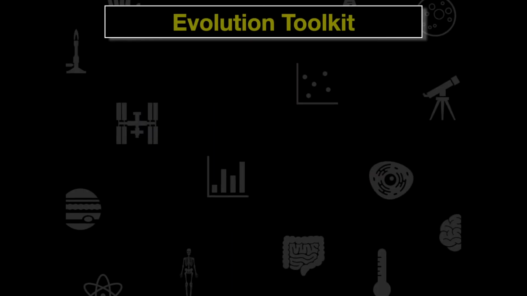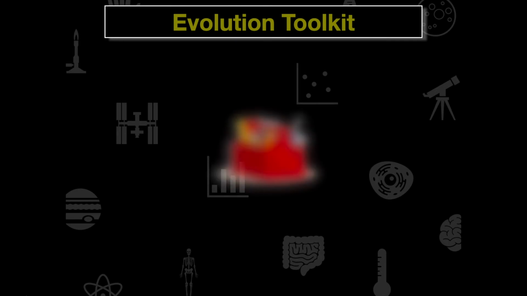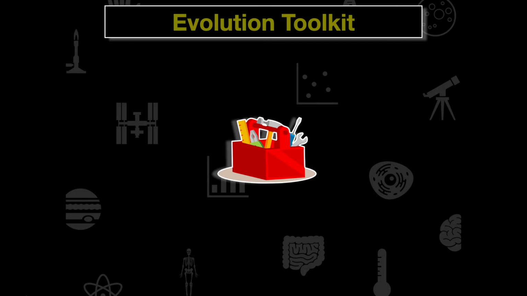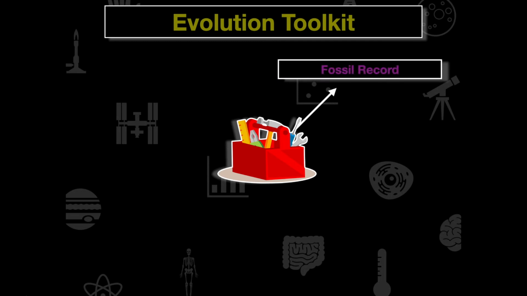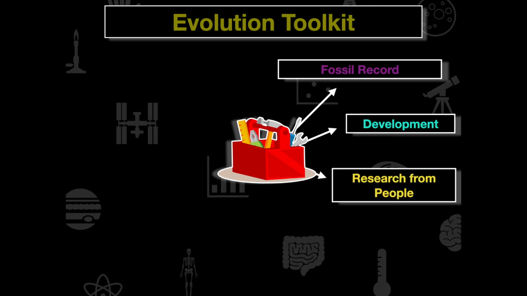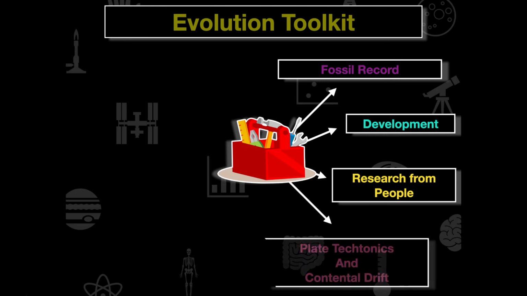So when we look at this, we can think about the evidence for evolution as a toolkit. If we look at our evolutionary toolkit, it consists of a few parts. The first evidence is what we just talked about, the fossil record. We also have developmental evidence when we look at embryos. There's also evidence from other research that other people have done other than Darwin. We also have plate tectonics and continental drift.